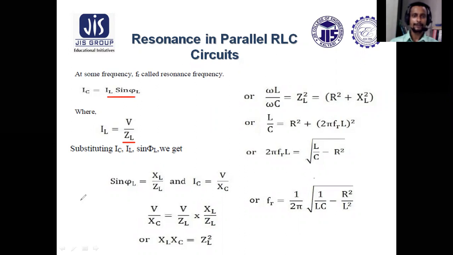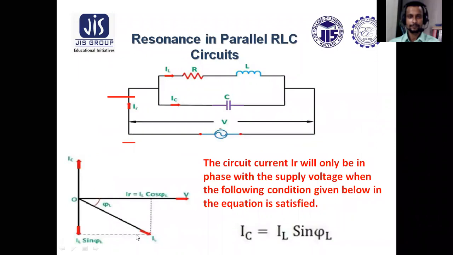IC equals IL sin phi L. Now we'll substitute all the values of IL sin phi L. So what is sin phi L? Sin phi L in the previous phasor diagram. From this, what can we say? This is the phi. So what should be sin phi L? This height is IL sin phi L. And the hypotenuse is IL. So sin phi L could be found from this.